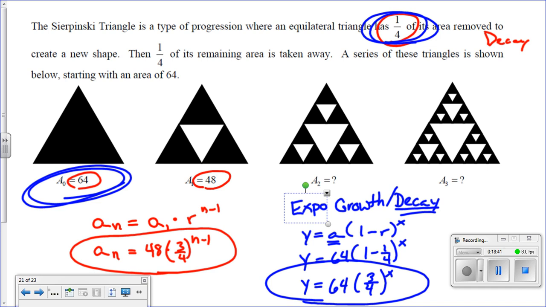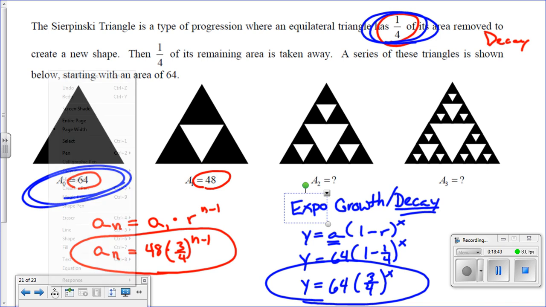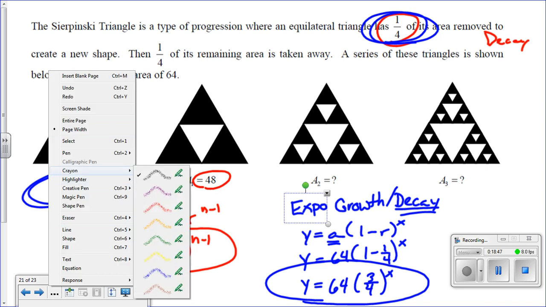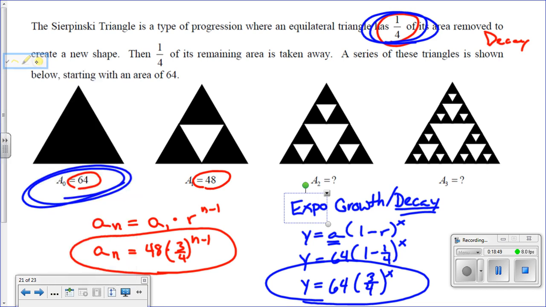Now what I want you to notice is the real difference here between the two, because I know you're confused as to why one starts off with 48 whereas the other starts off with 64. Let me show you what compensates for that. Look at the exponents. So this exponent is actually n minus 1, this one's x. That's the difference between starting with this 48 and the 64.